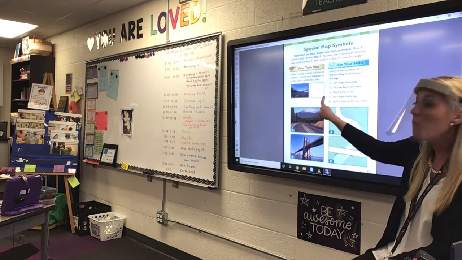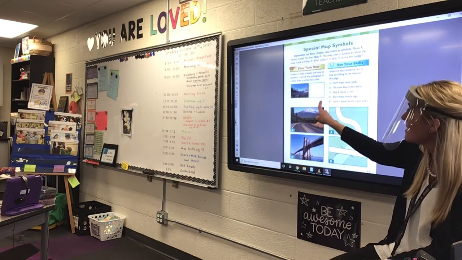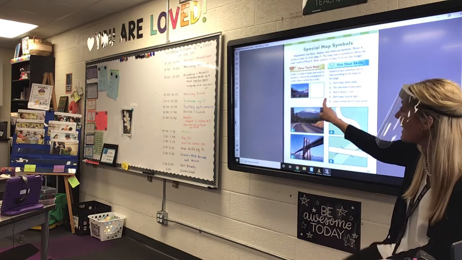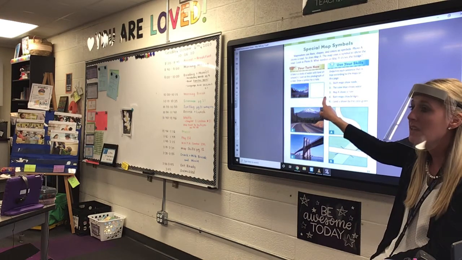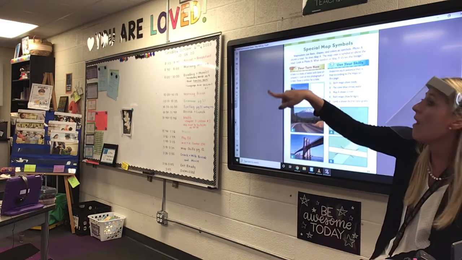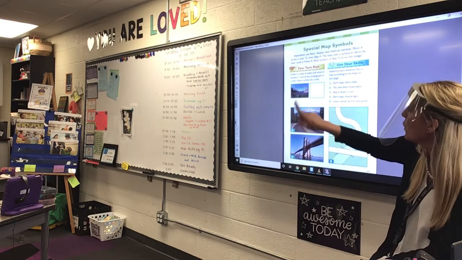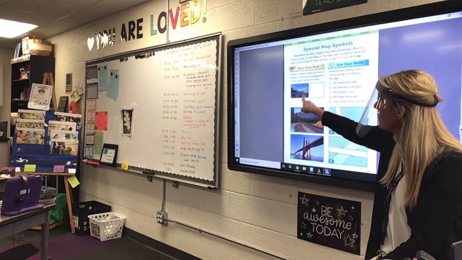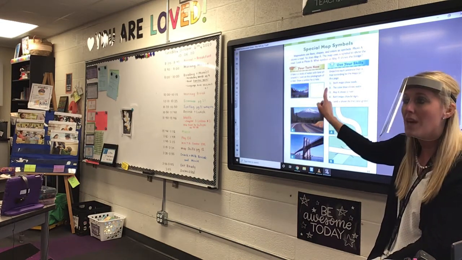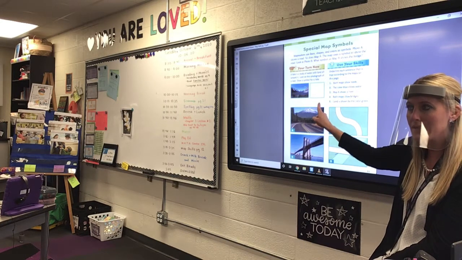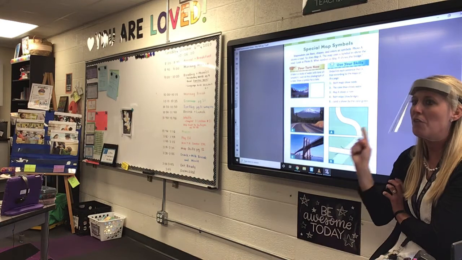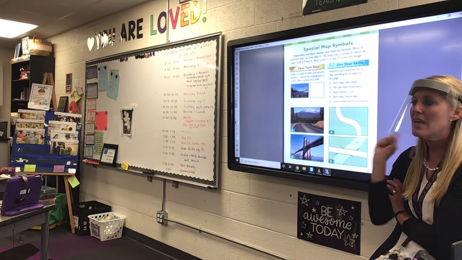Now, what we're going to do is the Your Turn now. It says a lake is a body of water with land all around it. Look at this photograph of a lake. Draw a symbol for a lake. So second graders, think. What would be a good symbol for a lake? Tyson, what do you think?